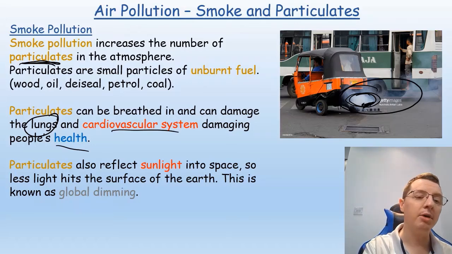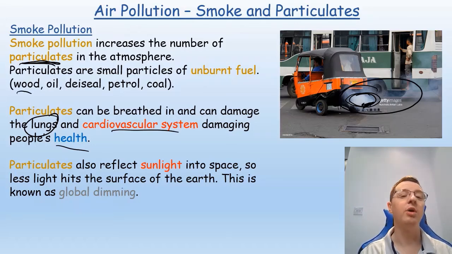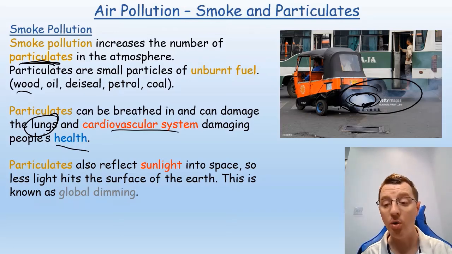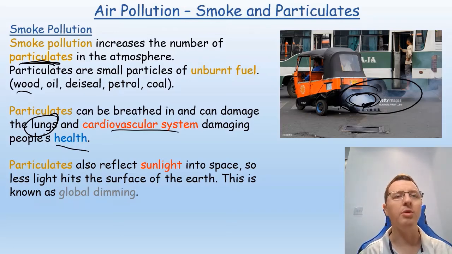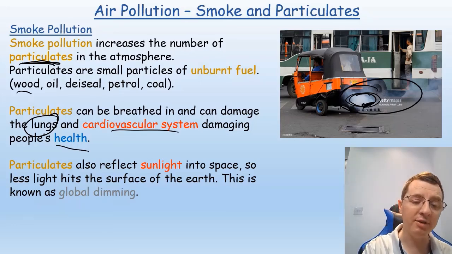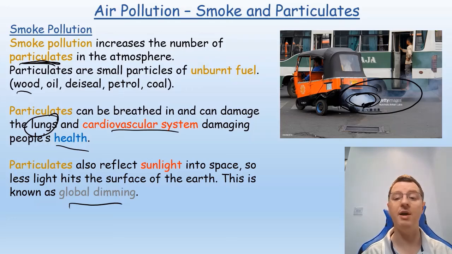It could be particulates produced by burning wood or burning oil or burning coal or burning peat, which are still quite popular in some rural areas of the world, including Ireland and Great Britain. The particulates in the atmosphere also reflect sunlight into space, so less light will hit the surface of the Earth. This is known as global dimming, and it can affect photosynthesis and the yields of crops produced in farms, which will affect food security in the world as well.